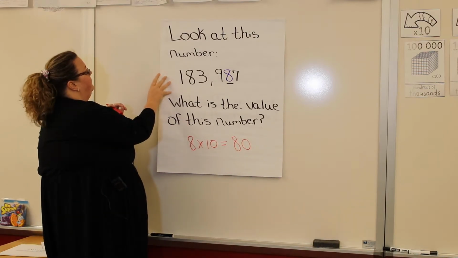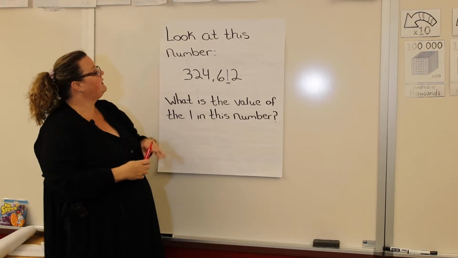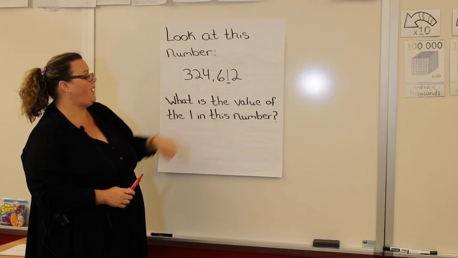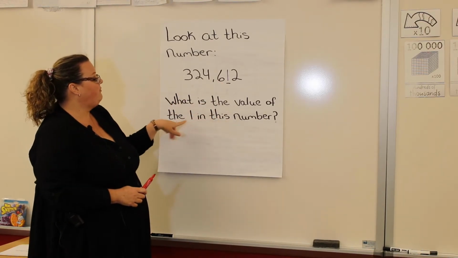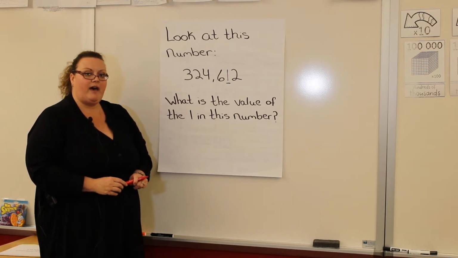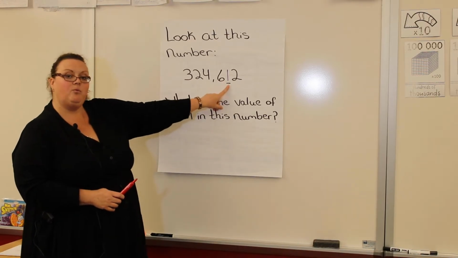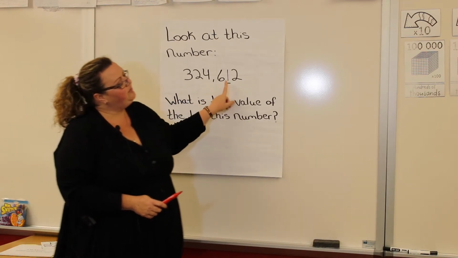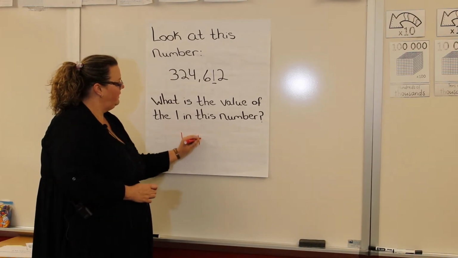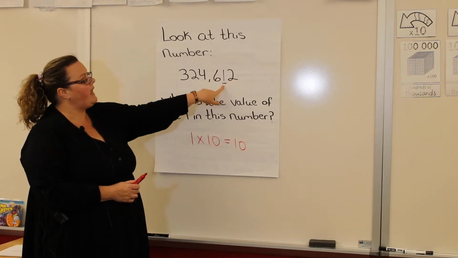We're going to try another one. Take a look at this number, 324,612. What is the value of the 1 in this number? I want you to take a minute and I want you to write down what the value of that number is. If you said the value of 1 is 10, you're correct. Because if we look, 1 times 10, it equals 10. So that 1 is worth 10 because it is in the tens place.